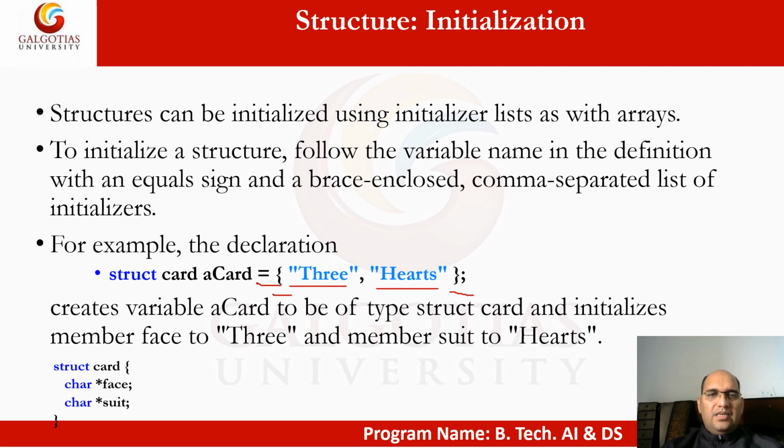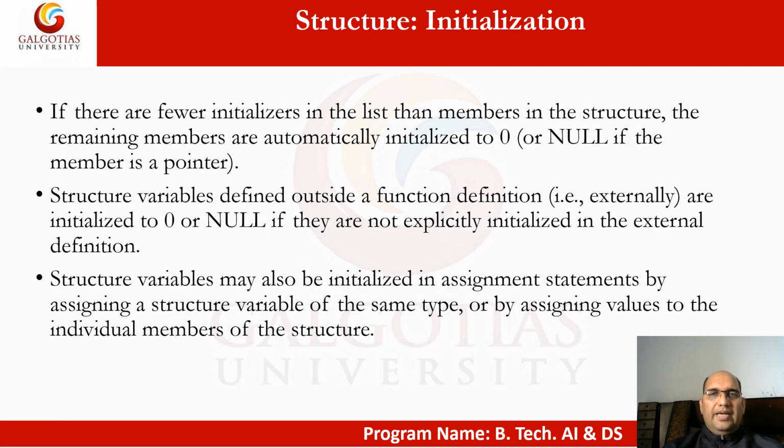As covered in pointers, a char pointer can be used as a string, so we are making use of that. The initial value of face will be equal to 3, and the initial value of suit will be equal to hearts. So create a variable a card to be of type struct card, and initialize member face to 3 and member suit to hearts. This is how we do the initialization.